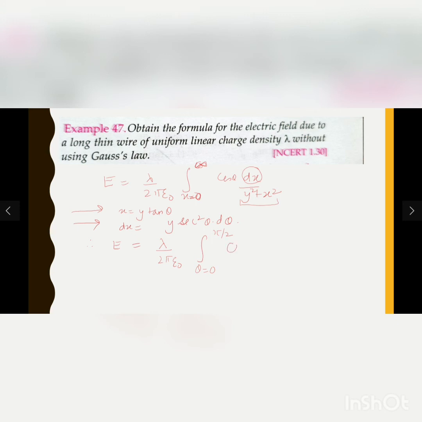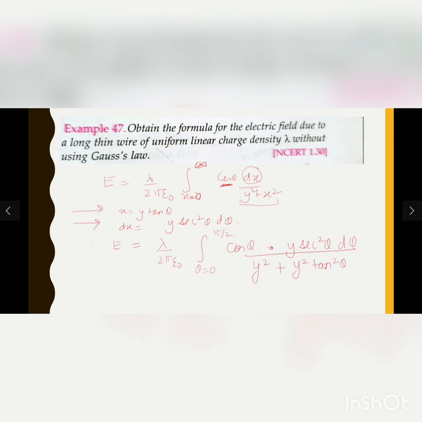So I get cos theta, which was already there in the expression. In place of dx I will put y secant square theta d theta. In place of y square plus x square, y square remains y square, but x I am putting as y tan theta. So this becomes y square tan square theta.